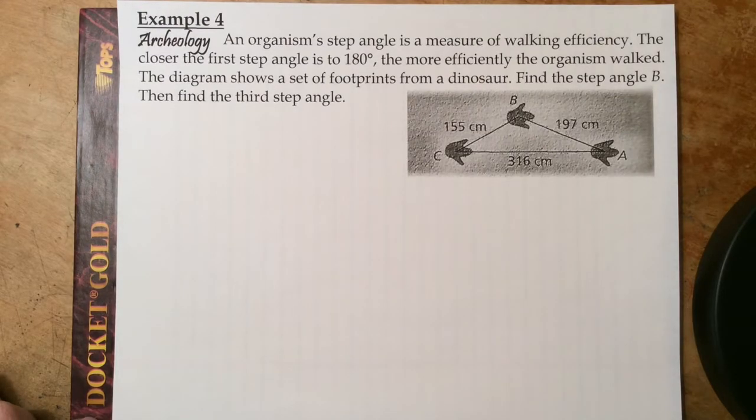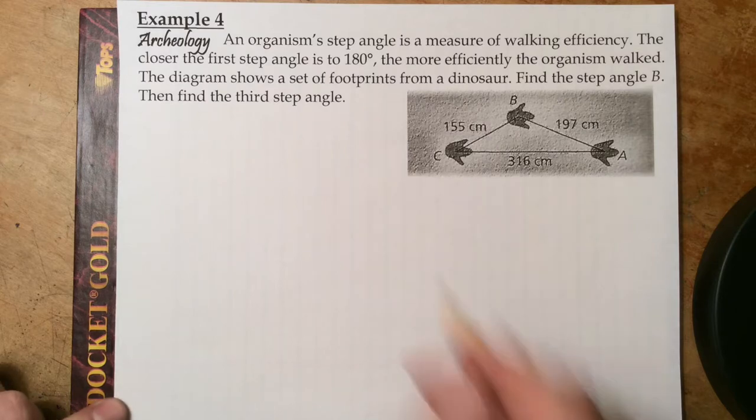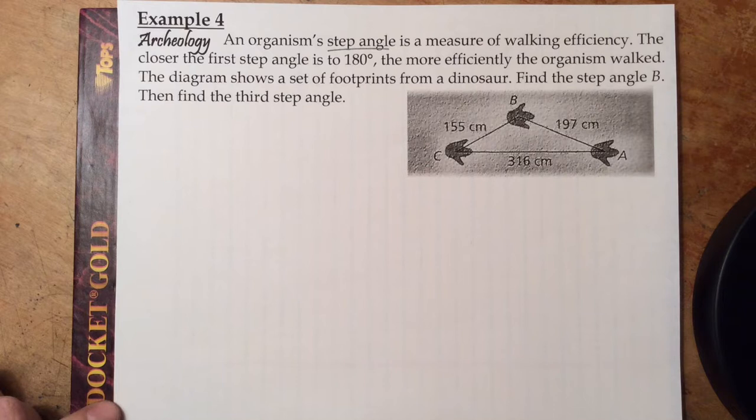Example 4, Archaeology. An organism's step angle is a measure of walking efficiency. The closer the step angle is to 180 degrees, the more efficiently the organism walked. The diagram shows a set of footprints from a dinosaur. Find the step angle B.